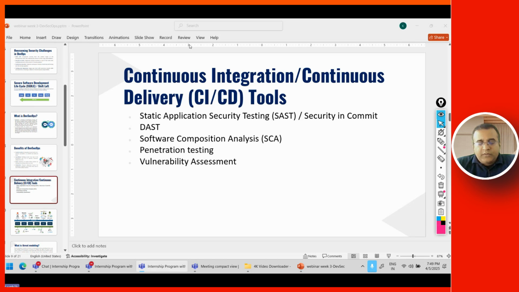For security, automation also plays an important role. The main reason is that security is not easy, right? Security is not easy. Getting the right set of people to work on security is going to be a major problem.